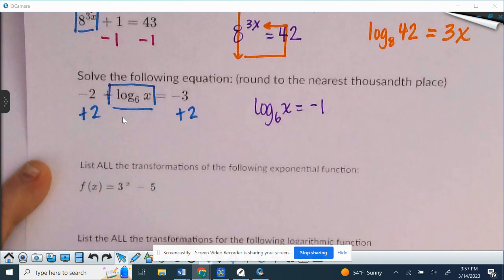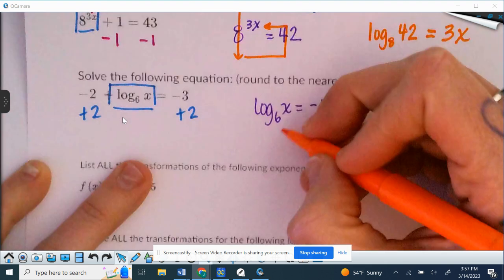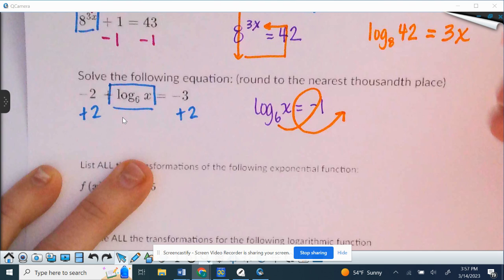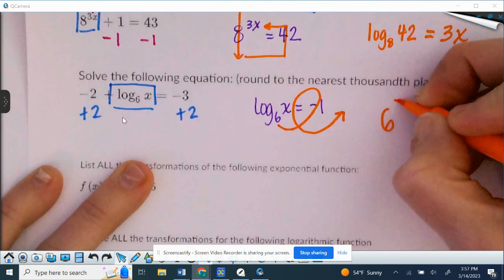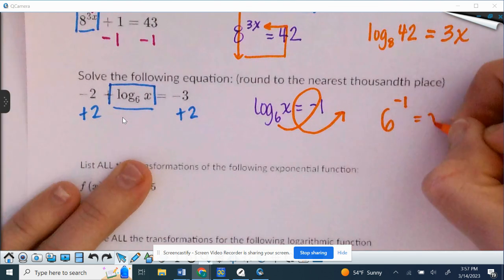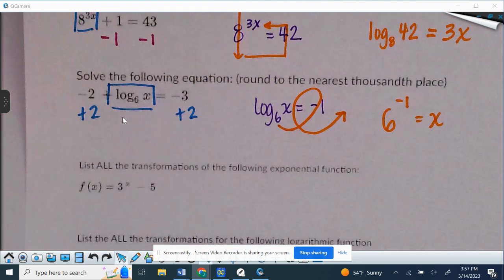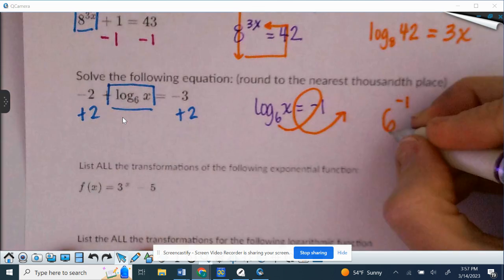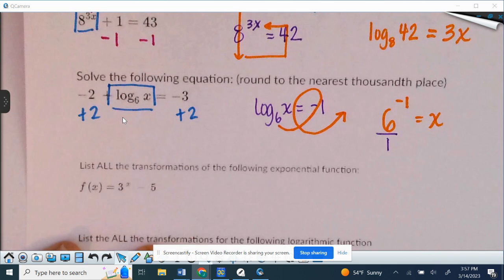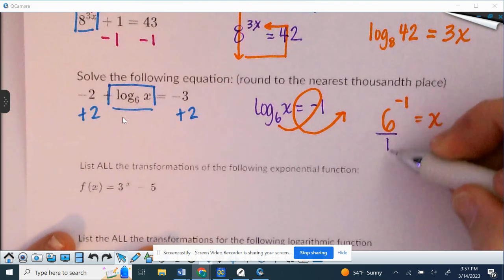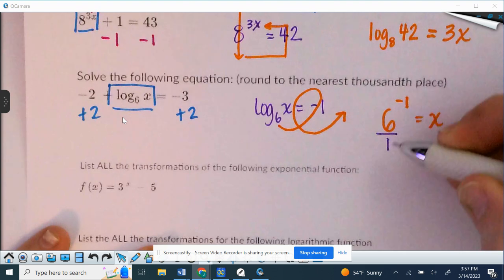So when the x is on the side of the log, we can't get a number, so we're going to switch it to exponential. So we're going to take our base, raise it to an exponent, and come out with an output. So 6 raised to a negative 1 equals x. You always have a calculator, but hopefully you remember negative exponents push the number into the basement, or push it across. And remember, all numbers have an imaginary 1 underneath it. If it happened to have been 2/3 raised to the negative 1, it would just flip.